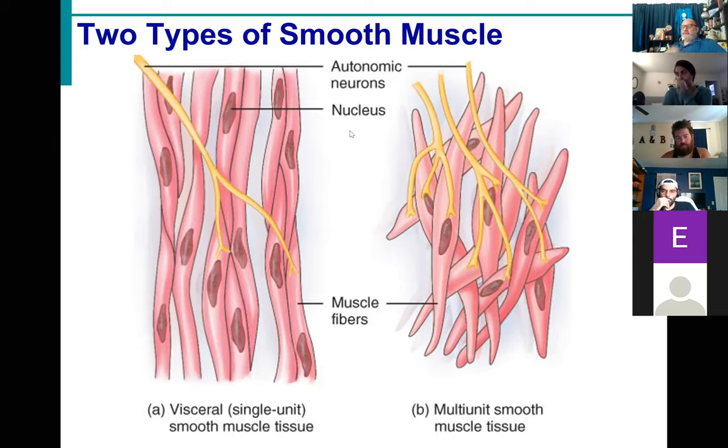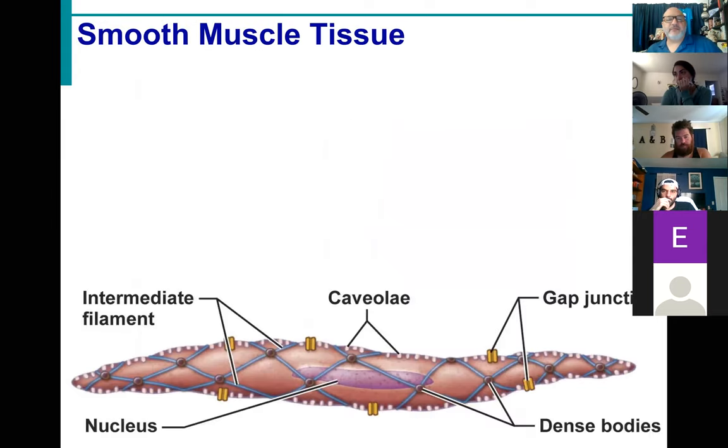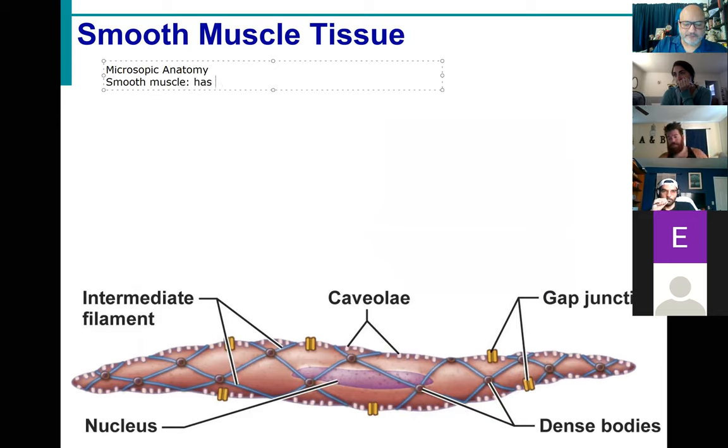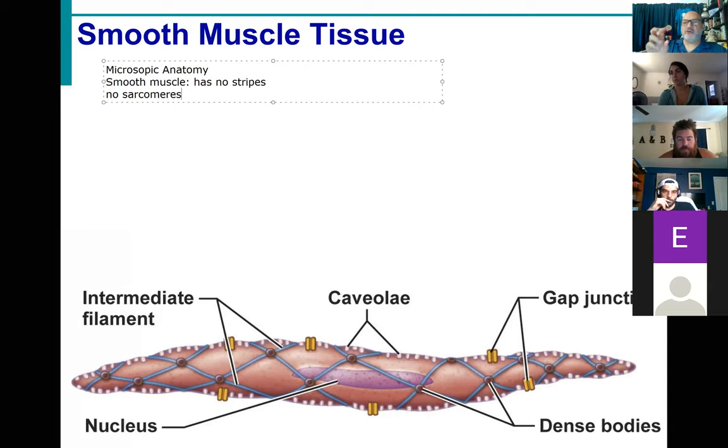All right, now let's come here. When we look closer at the microscopic anatomy, we have a problem. This is smooth muscle. That means it has no stripes. And being the smart, sophisticated students that you are now, you know that if there are no stripes, that means there's no sarcomeres. Because it is those sarcomeres and the arrangement of the sarcomeres that give it its stripes. And of course, if there's no sarcomeres, there's no myofibrils.